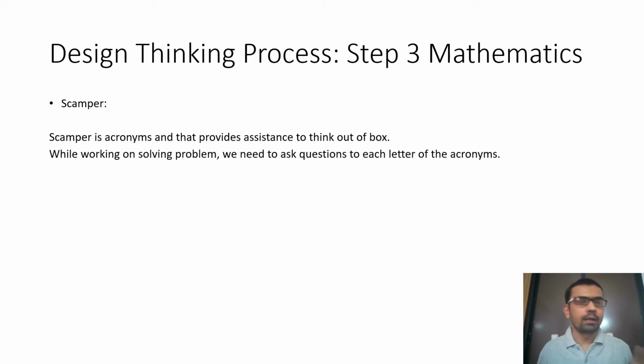So let's say S is substitute, C is combine. If I'm thinking about a problem, what should I do? First I need to think about substitutes: are there any substitutes available in the world that I can use? Then the next question is combine. I need to think about how I can combine this particular product, or whether there is any product already available that combines things and offers my solution to the problem I am facing.